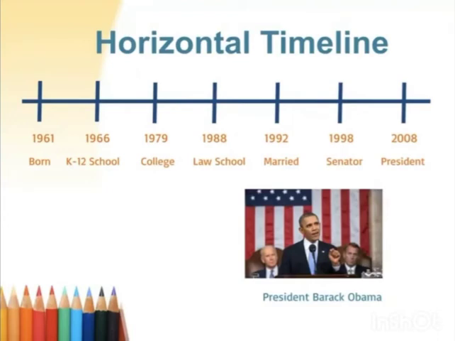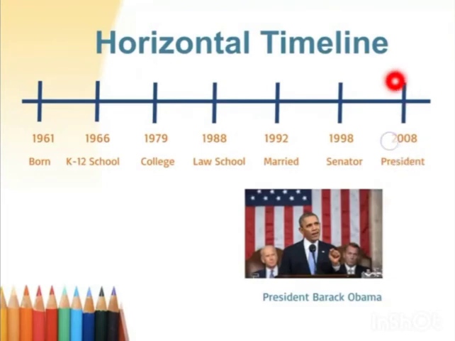This is a horizontal timeline. So in this, when you are making a horizontal timeline, you will make a straight line, and then the first event you will mark at the beginning, and then you will leave equal gap and mark all the other events, and the last event will come at the end of the line.